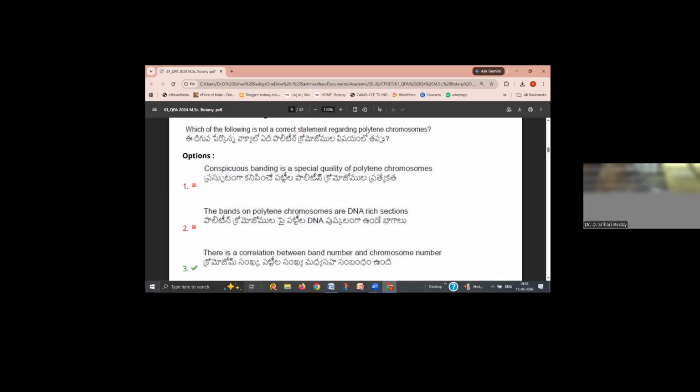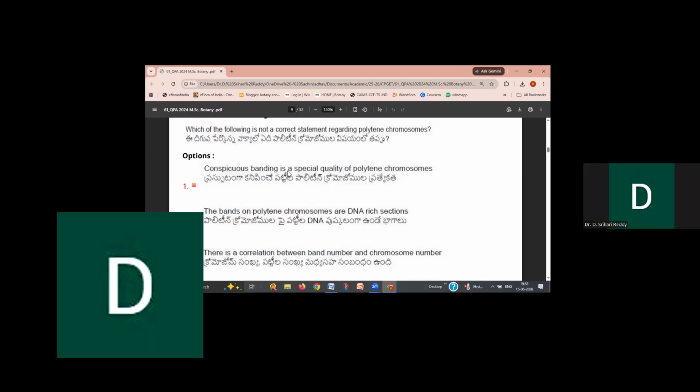Conspicuous banding is a special quality of polytene chromosomes. Conspicuous means very clear banding. In polytene chromosomes, we see the bandings. They are also called Balbiani rings. We see a very clear banding pattern in the polytene chromosomes. So that is the right statement, and we should not choose this one.